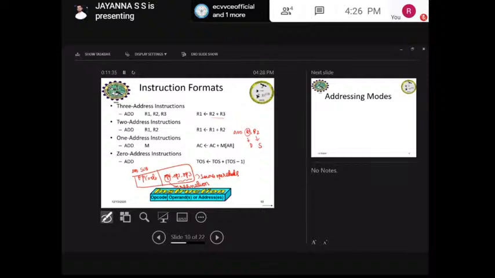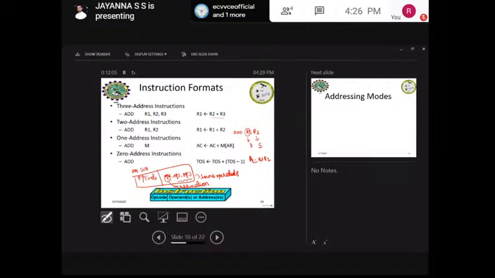Here you can observe the equation, that is R1 is equal to R1 plus R2. So initially R1 contains one of the data, but after you execute the instruction, the sum of these two numbers is updated in the R1 register. That is a two address instruction, which contains two operands.